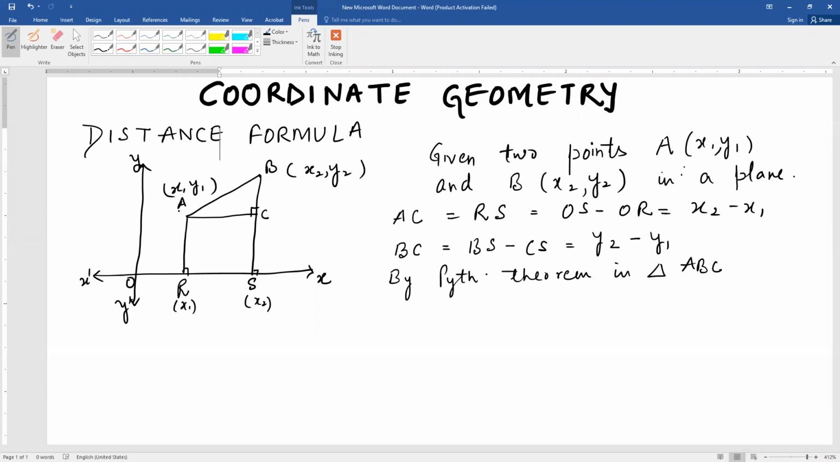Now, in this chapter, we are supposed to find the distance formula. Distance formula means distance between any 2 points, say A and B. We are given 2 points A whose coordinates are x1, y1. You know the x coordinate is written first and then we write the y coordinate to define the position of any point.